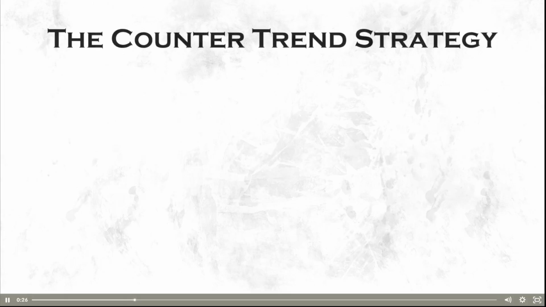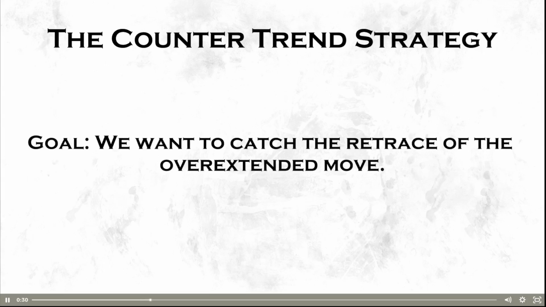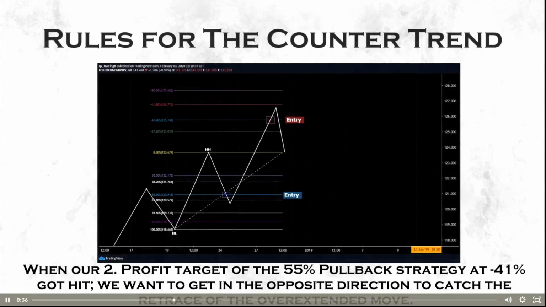Alright, so the goal is we want to catch the retrace of the overextended move. And then we have to set some rules, okay? So when our second profit target of the 55% pullback strategy at minus 41% got hit, we want to get in the opposite direction to catch the retrace of the overextended move.